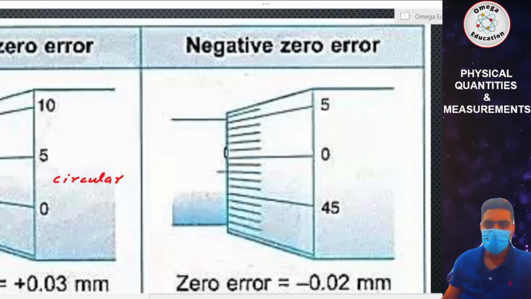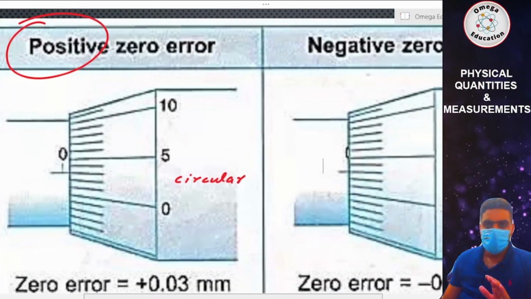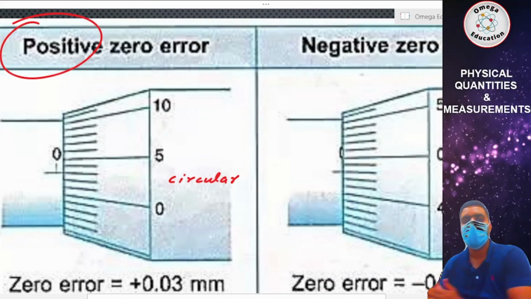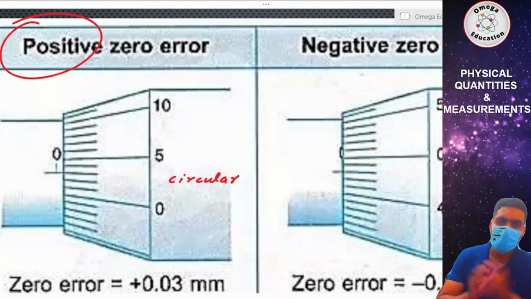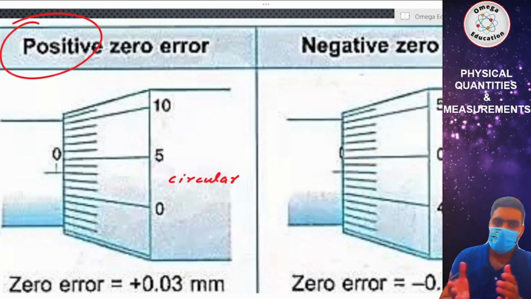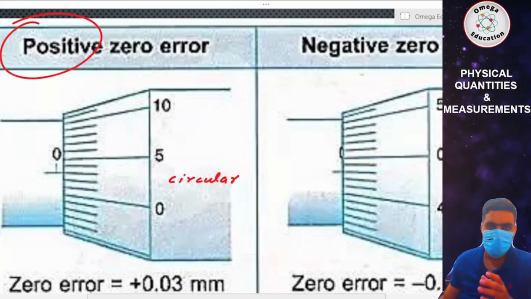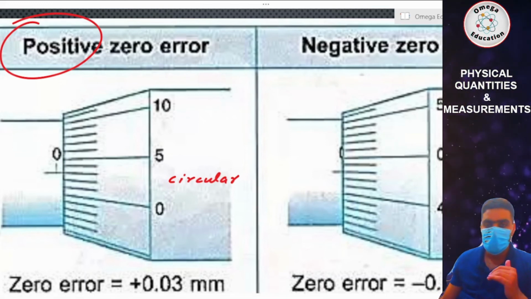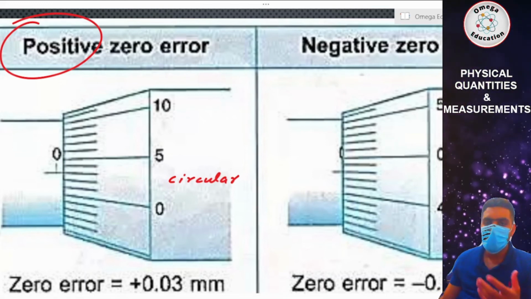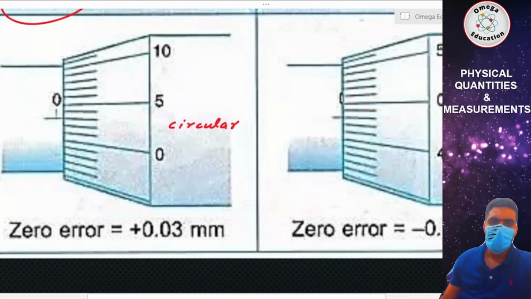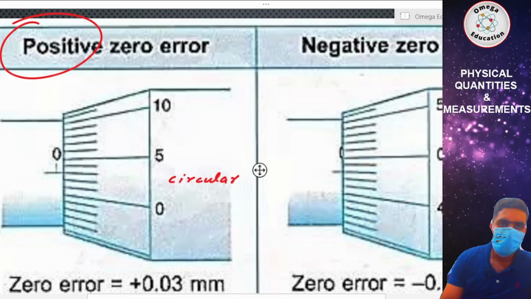All right, so this one was how do we differentiate between negative and positive zero error in the case of micrometer. Then the next question is, all right, we know that there's zero error, positive or negative, but how much zero error is there? How much exactly, like in number, how much zero error is there?